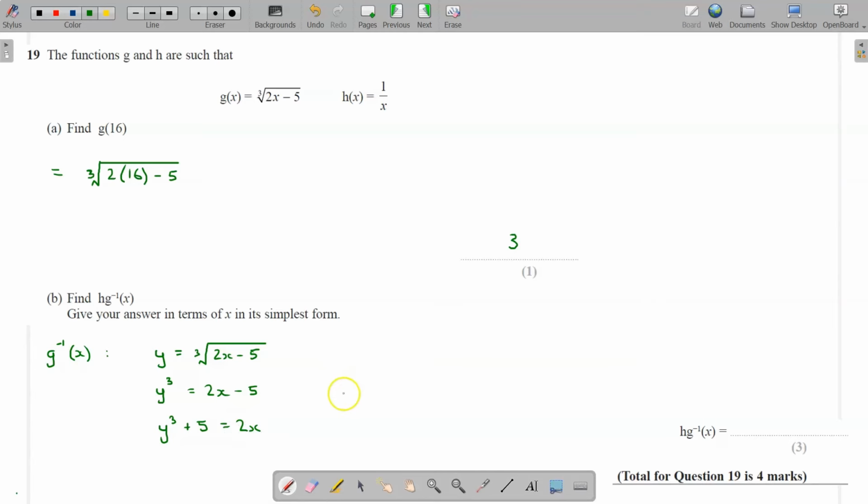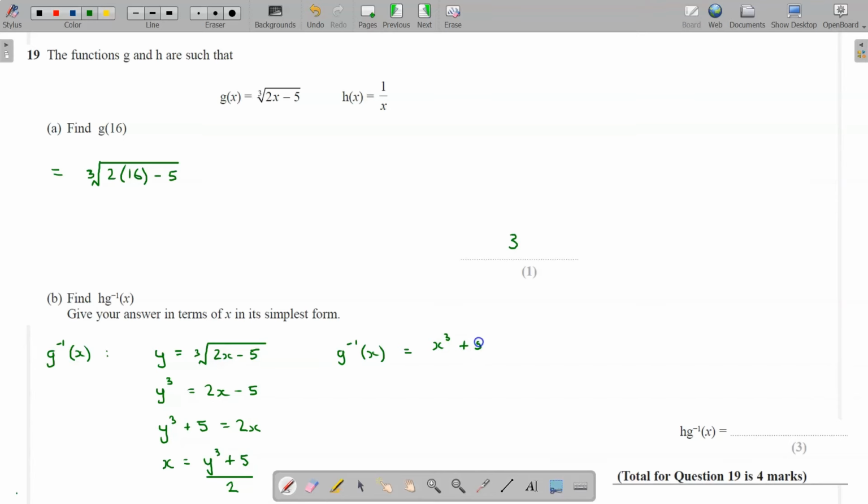Now we need to add 5 to both sides, so y cubed plus 5 equals 2x. So from that we can conclude that x equals y cubed plus 5, all of that divided by 2. Now we write it in terms of x, so we define from this the function g to the minus 1 of x to be x cubed plus 5 over 2.